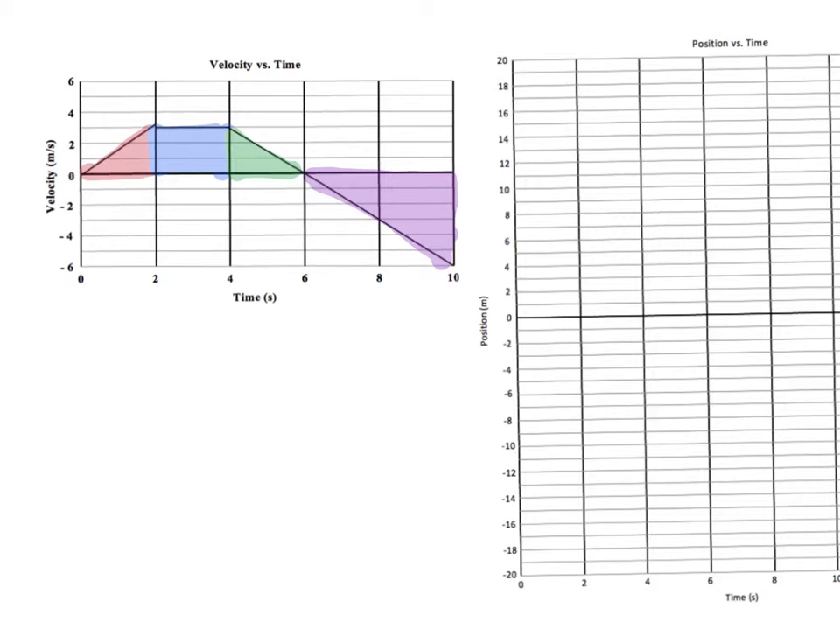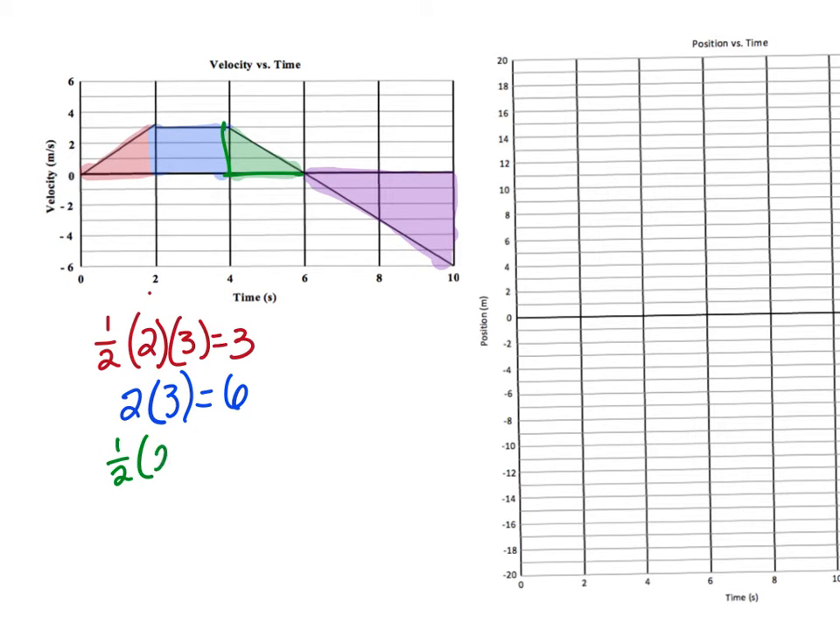So starting with this red triangle, we have 1/2 times its width goes from 0 to 2, so its width is 2 seconds. Its height goes up to 3, so 1/2 times 2 times 3 is going to equal 3. Then for the box, it has a width of 2 because it goes from 2 to 4, and it has a height of 3, so that is going to equal 6. Then the green triangle is the same as the red one. It goes from 2 seconds over, and it has a height of 3 as well, so 1/2 times 2 times 3, and that's going to equal 3.